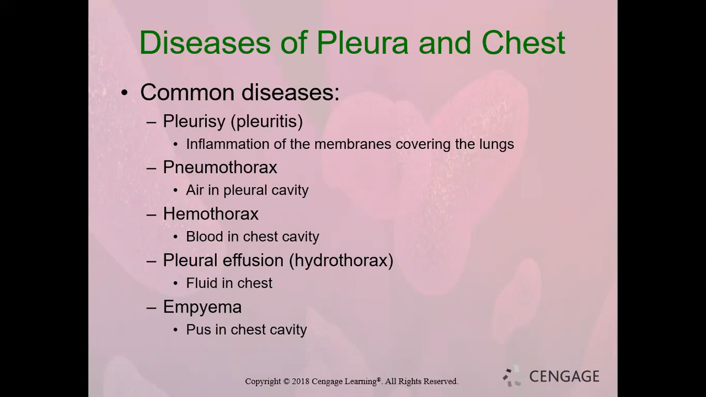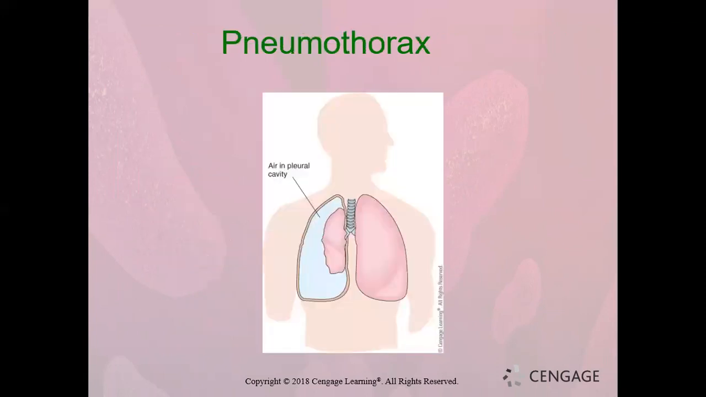A hemothorax is blood in the chest cavity. Pleural effusion is fluid there in the chest. And empyema is just pus in the chest cavity. That would be pretty interesting. Air in the pleural cavity is just going to deflate that lung. So what they want to do is get that air out of there so that lung can maybe reinflate.